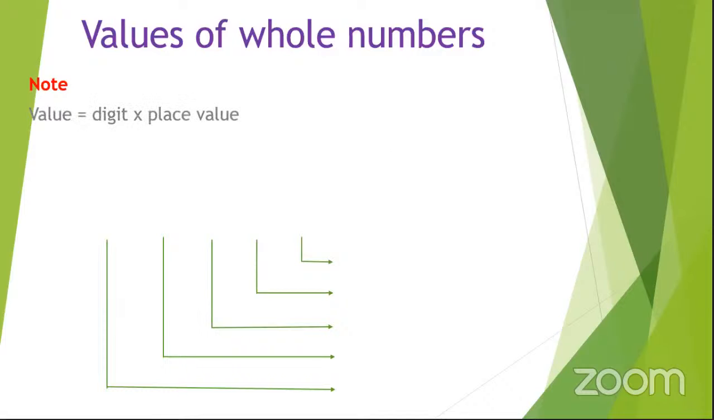I want someone to analyze that first. So that's how we can get the value of numbers. We say that value equals digit times place value. So let us look at an example here and see how we can apply that.